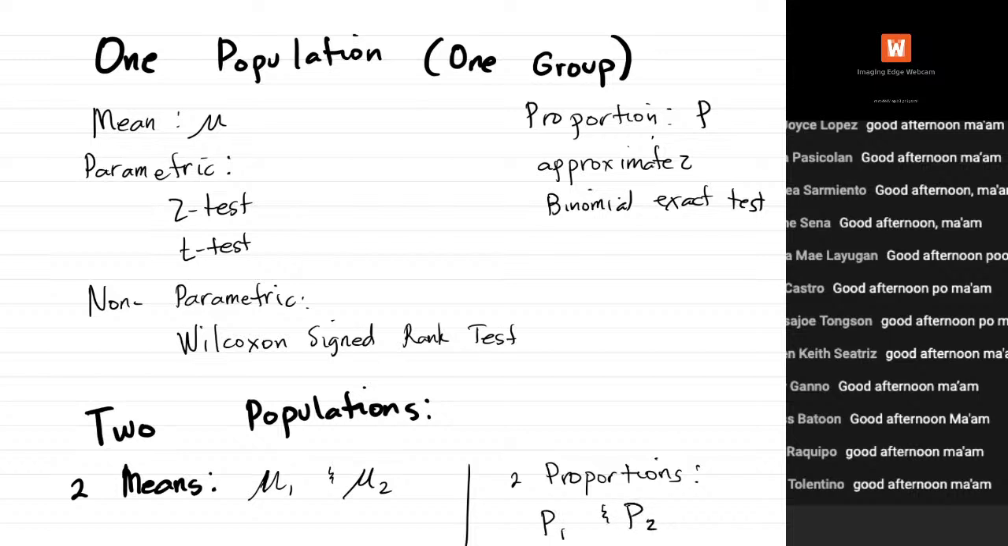Okay, so please take note of this. Gagamitin niyo to when you will be writing, or should I say conducting, your own researches by next school year, third year. Okay, so we proceed.